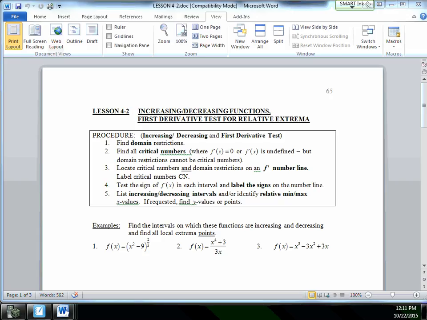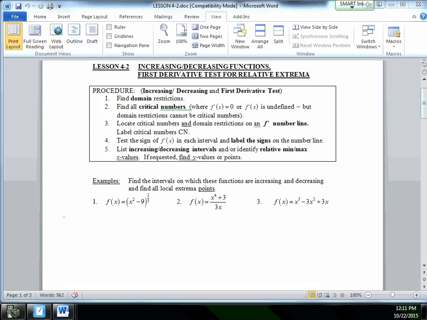Today's lesson is on 4-2 on increasing and decreasing functions. We're doing the first derivative test for relative extrema. So we just need to go over the procedure here and you'll find out it's not too bad. The first step is find the domain restrictions, which means just find what x can't be.